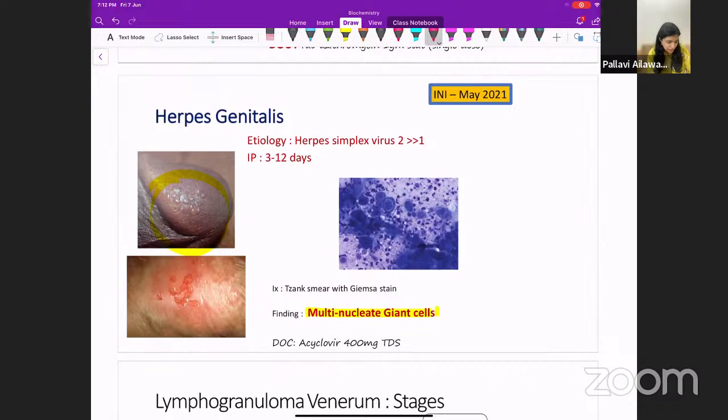Can you tell me another finding that is seen in herpes genitalis apart from MNGs? This has been asked in the INI CET 2021. A second finding which we get in the Tzanck smear of herpes apart from multinucleate giant cells.